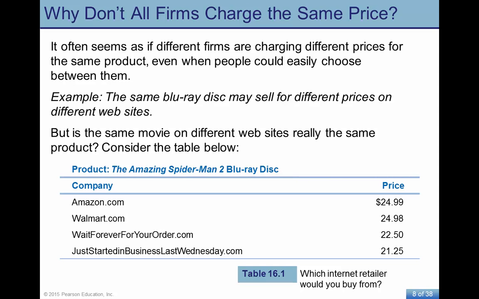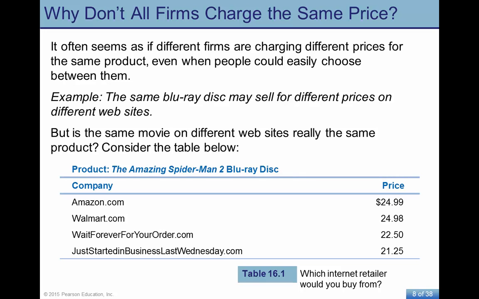Why don't all firms charge the same price? It often seems as if different firms are charging different prices for the same product, even when people could easily choose between them. For example, the same Blu-ray disc may sell for different prices on different websites. But is the same movie on different websites really the same product? Consider the table below.